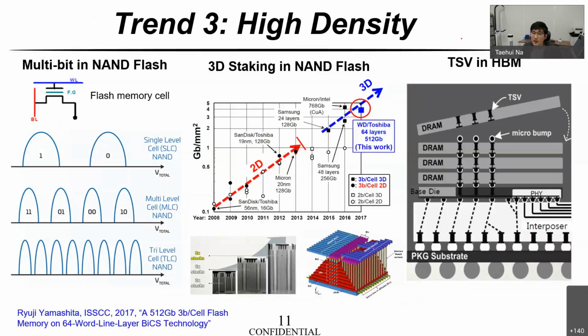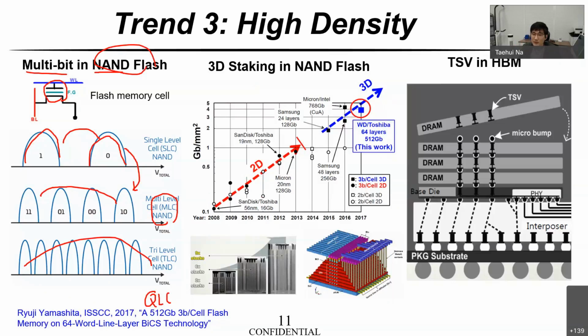And another trend is high density. The high density memory is obviously the NAND flash memory, right? In case of NAND flash, to achieve more density, multi-bit cells have been used. This shows the single level cell, which means one bit can be stored in one transistor. It has evolved to multi-level cell, where 2 bits can be stored in one transistor, and then three bits. And nowadays, QLC, quadruple level cells, is now available.